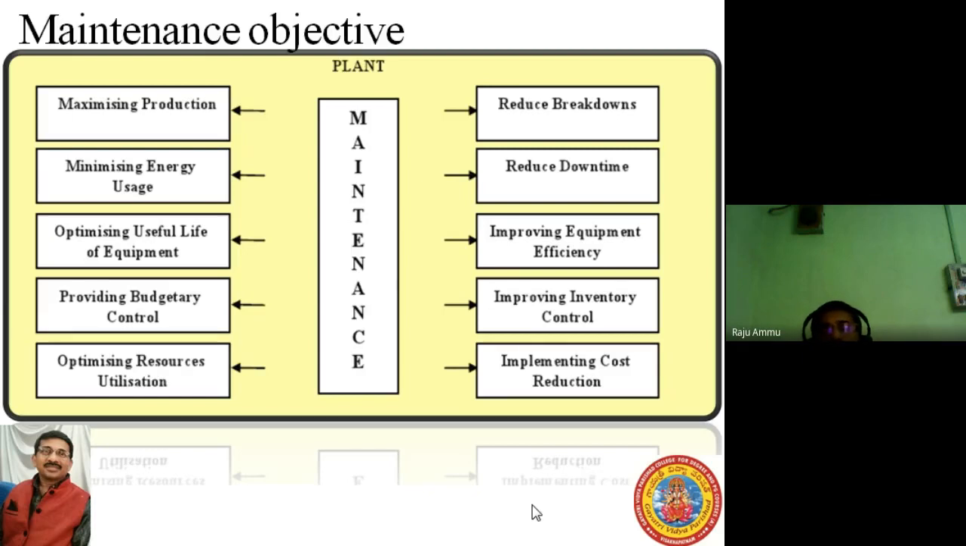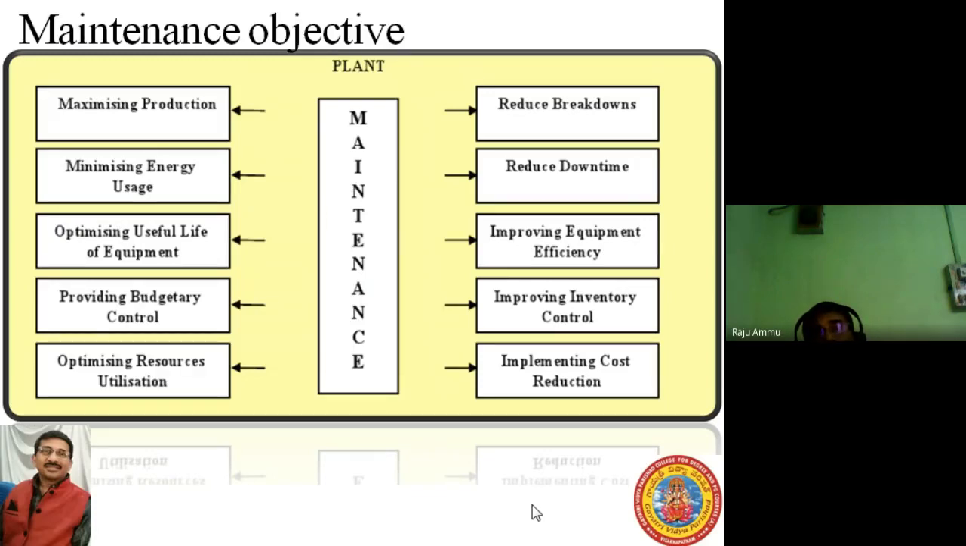Okay, friends. And the next and last, which is not the least, of course, implementing cost reduction, because you are maintaining your machinery. The total cost of maintenance will be, you can say, the cost of total operation, you can say, cost of production, you may talk about.